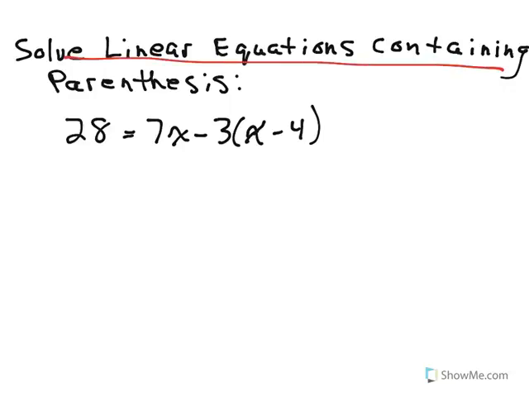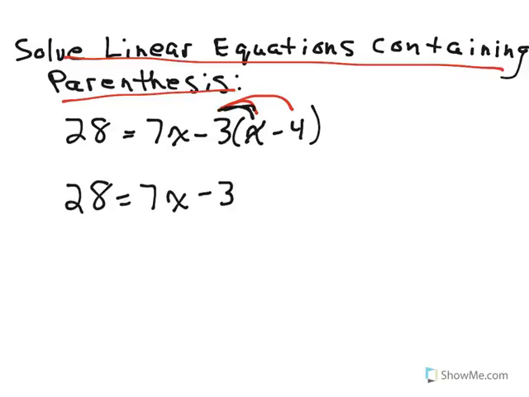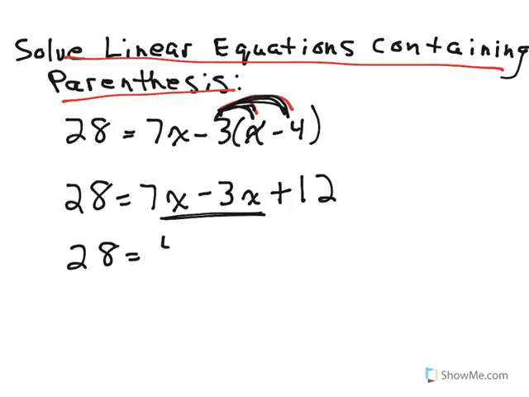Solve linear equations containing parentheses. When you see you have parentheses, the first thing you need to do is distribute the term or the variable outside the parentheses and then drop your parentheses. So this will give us 28 equals 7x, negative 3 times x is negative 3x, and negative 3 times negative 4 is positive 12. Now we combine our like terms. 28 equals 7x minus 3x is 4x plus 12.